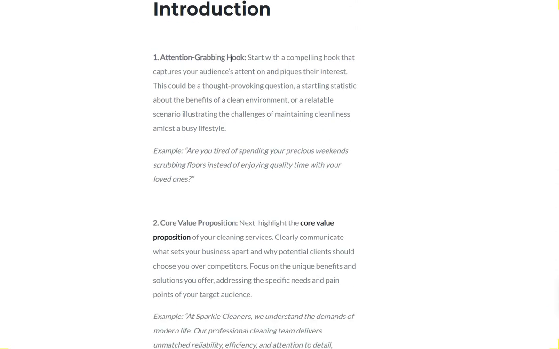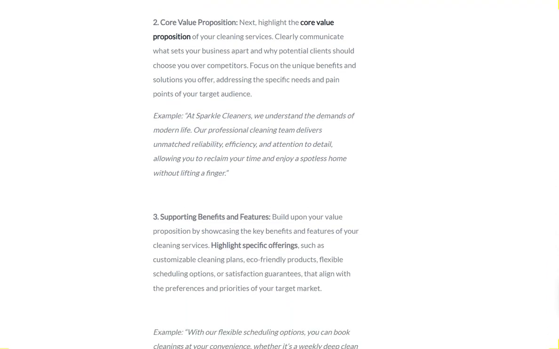So the first part is pretty common sense: the attention grabbing hook. That's the top. That's always going to be the top. It's the headline, the way to draw somebody into the topic. If you're tired of spending your precious weekend scrubbing floors, well, most homeowners are, especially if they're 2 busy professionals and they both have jobs. The last thing they want to do is spend Saturday morning and Saturday afternoon scrubbing floors. They want to go do something fun with the family or with each other. So that's an obvious one.